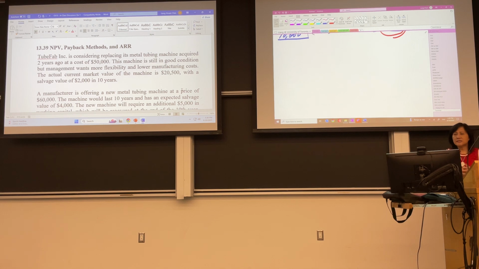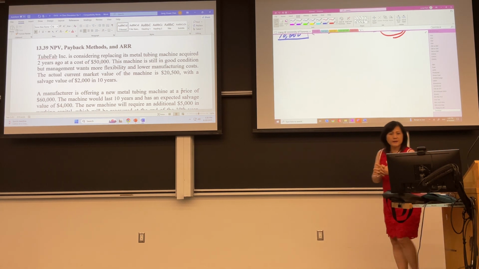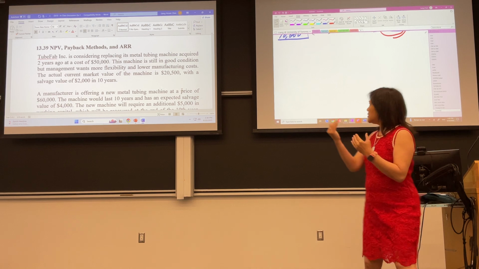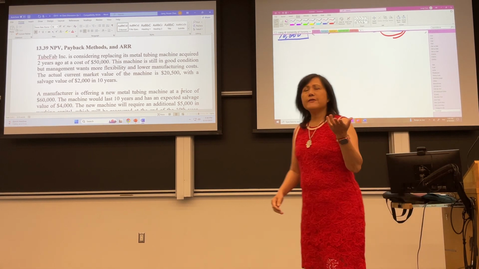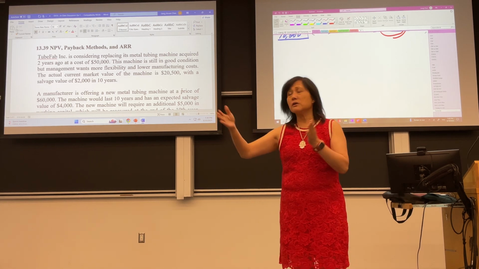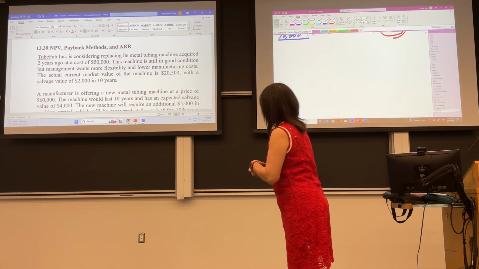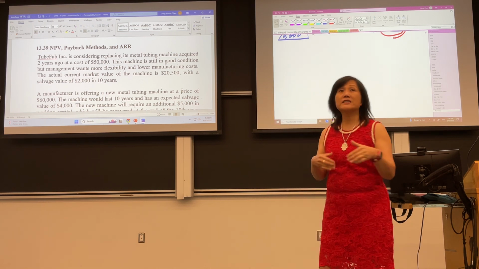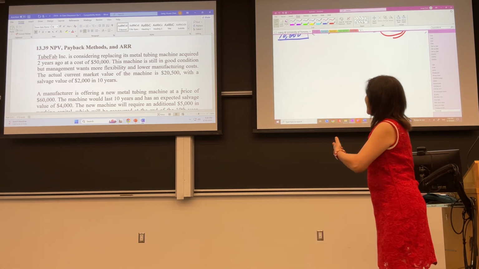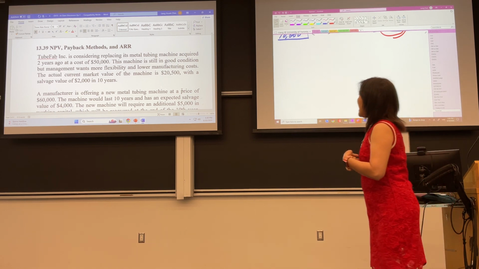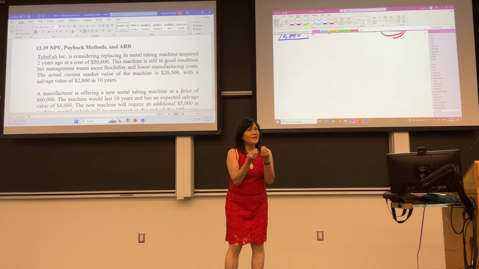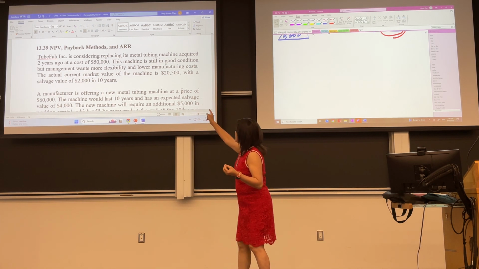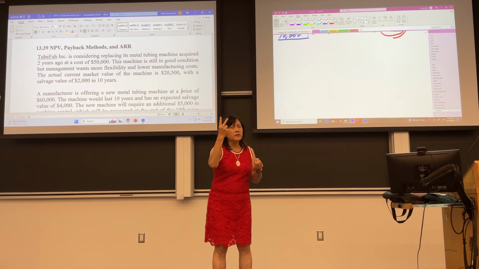Tube Fab is considering replacing its metal tubing machine that it purchased 2 years ago, costing $50,000. They paid $50,000 2 years ago. This machine is still in good condition, but management wants flexibility. They want lower manufacturing costs. So the actual current market value is $20,500. If you get rid of it now, you only get $20,500. Only 2 years, and the value already dropped to less than half.